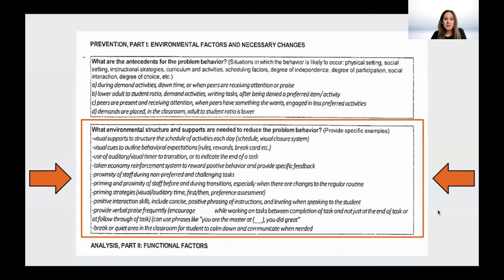And here in the IEP, this answers the question, what environmental structures and supports are needed to reduce the problem behavior? And there is a list of specific examples that the team needs to follow. So for example, visual supports to structure the schedule of activities each day, schedule, visual closure system. It could be a token economy, a reinforcement system to reward positive behaviors, and positive specific feedback, provide verbal praise frequently. So just an example of antecedent strategies.